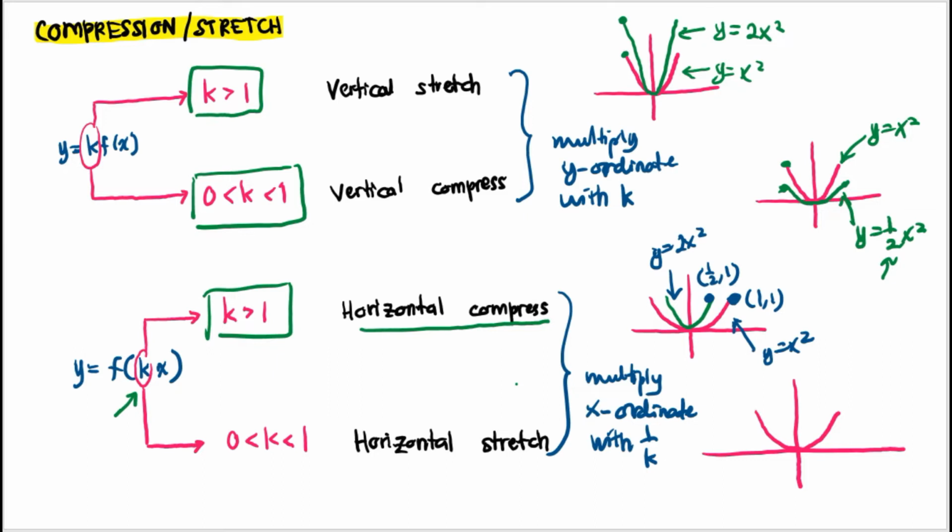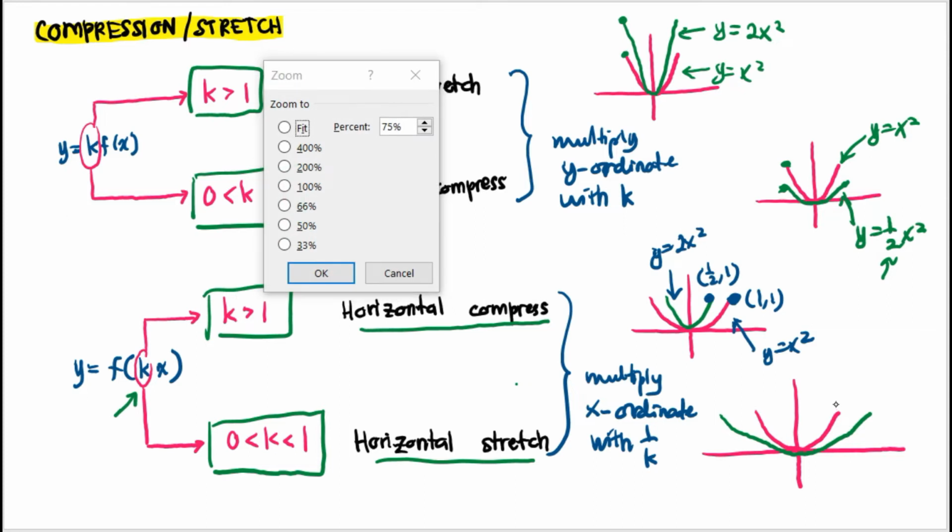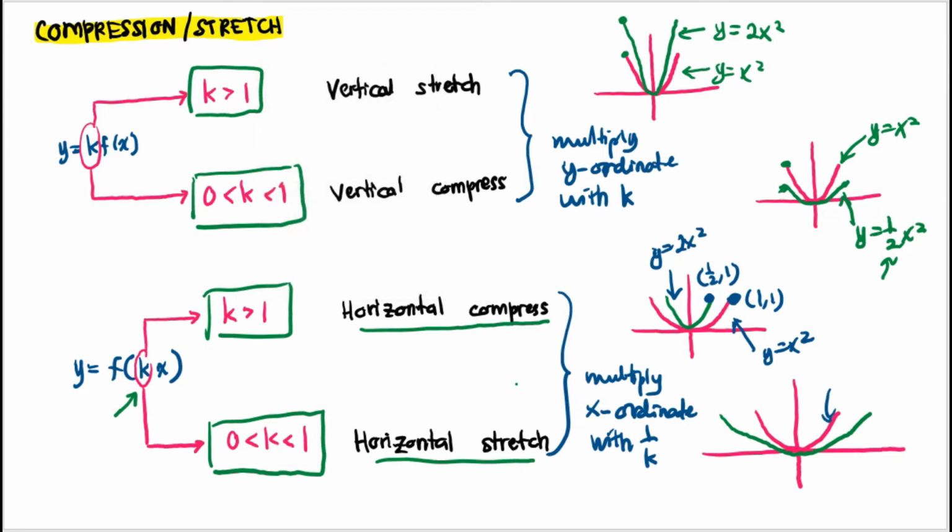If the value of k is between 0 and 1, which is less than 1, then it should be a horizontal stretch. In this case, a horizontal stretch would be something like this. Suppose this is y equals x squared, then the green one should be y equals (half of x) squared. So what we see is here is negative 1, 1, but here should be negative 2, 1.